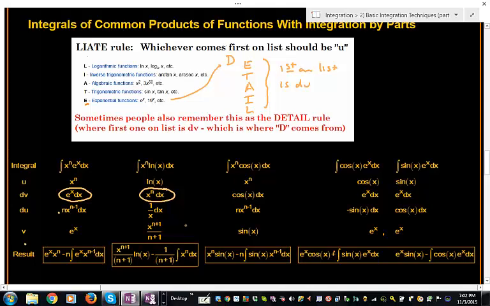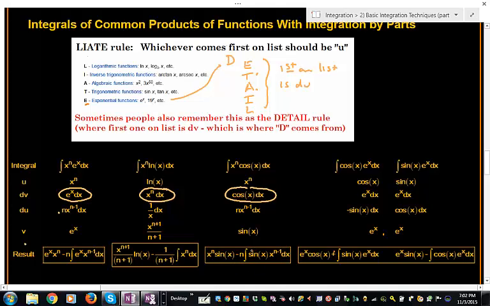Okay, let's look at the third one. And by the way, you can pause the video and verify these things, and I would suggest that you actually do that. If we go to the third example, x to the n times cosine x, I go to my list. Well, I have a trig function and algebraic. The trig is first, so that's my dv. Plug these into my formulas. I get the following result.